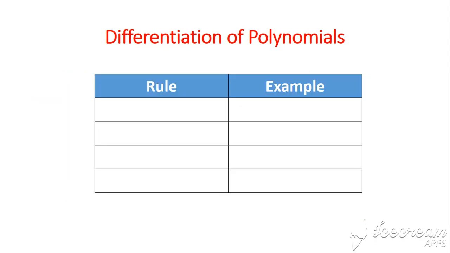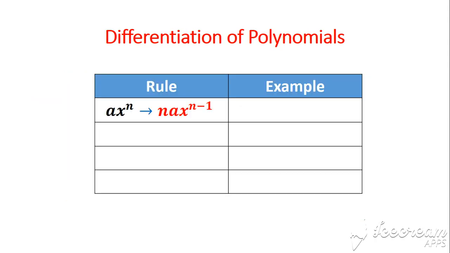Right, let's go through the rules. If we have a number a multiplied by x to the power of n, the n comes out the front and multiplies by the number a, and then we subtract 1 from the power. So 6x to the power of 5: the 5 will come out the front times by the 6 to make 30, and the 5 will drop down to a power of 4. If we just have x to the power of n by itself, the n still comes out the front and multiplies out the front, and then we still take 1 off the power.